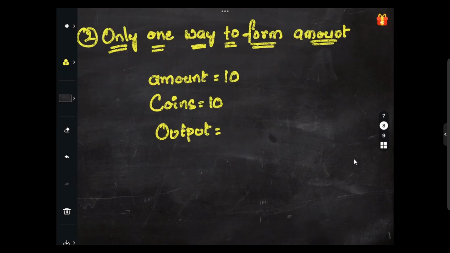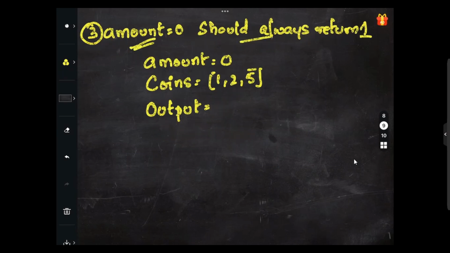The second edge case is only one way to form the amount. So the amount is 10 and the coin is also 10. So there is only one way, by using the 10 rupee coin. The third edge case is when the amount is 0, it should always return 1, right? There is only one way to make amount 0. We have discussed this in the approach as well, in step 1 itself, the base case. If you remember, this will quite obviously be 1. There is only one way, that is considering no coins at all, right?